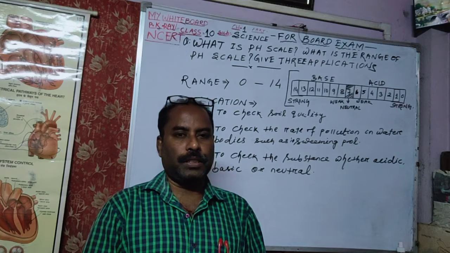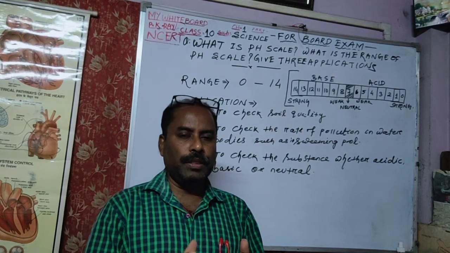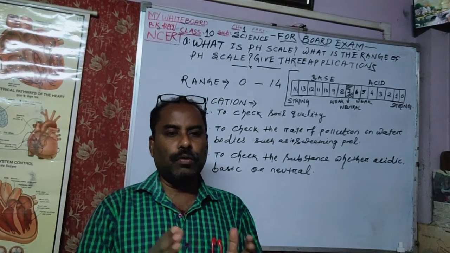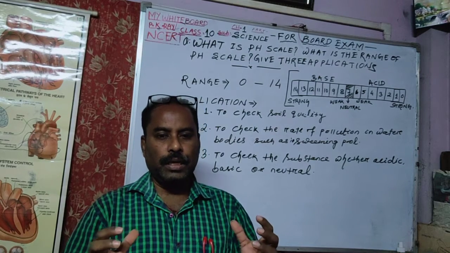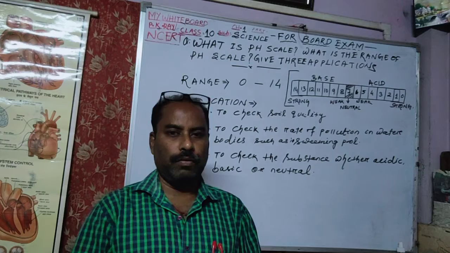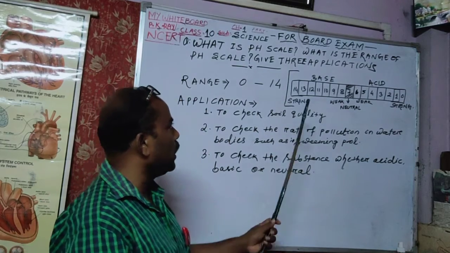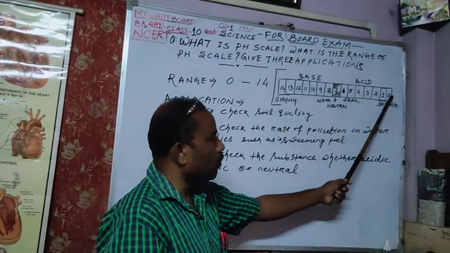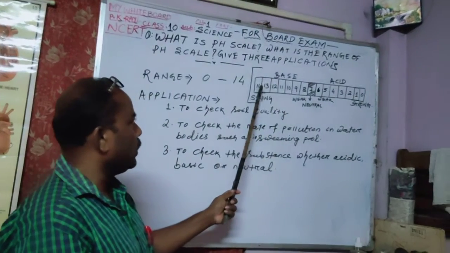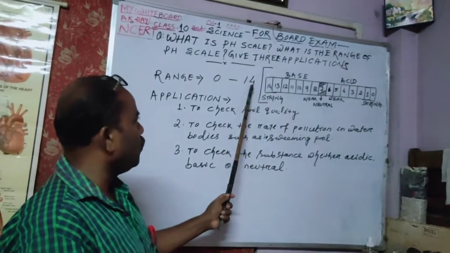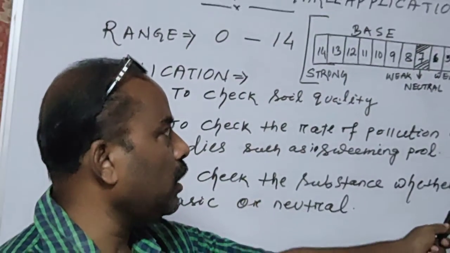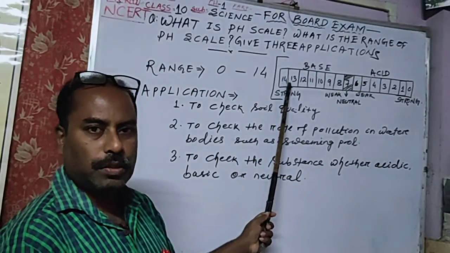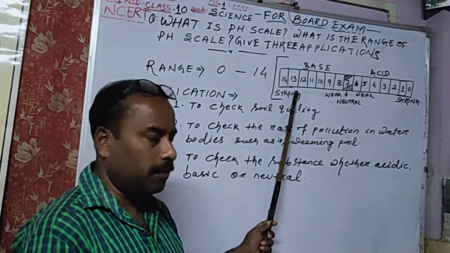The range of the pH scale. What is called the range? That means from what to what the pH scale works. What is its minimum and maximum value? So the range of pH scale is, you can see, 0 to 14. I have drawn here one type of pH scale. It starts from 0 and ends with 14. So range is 0 to 14.